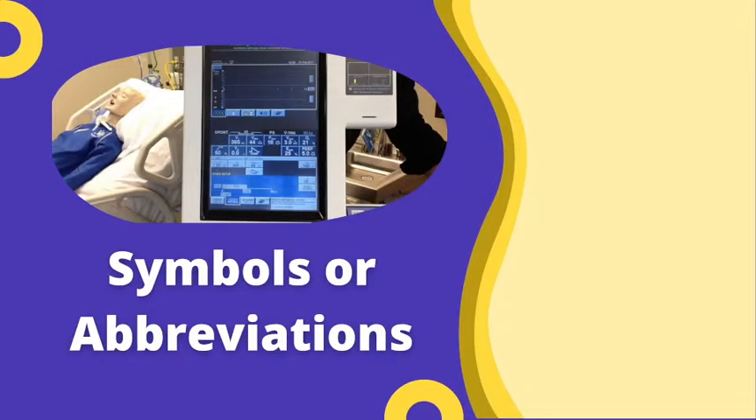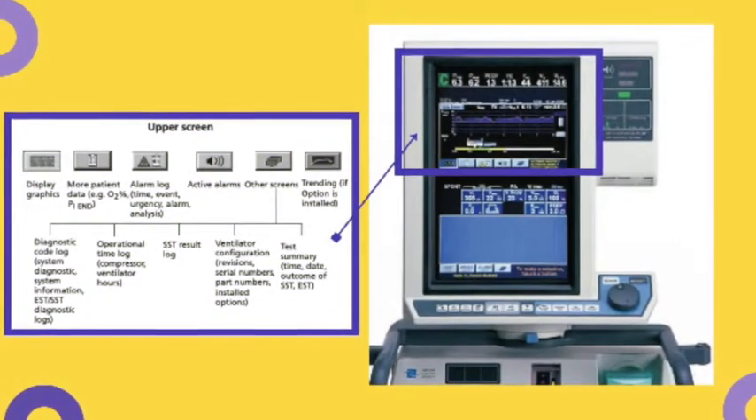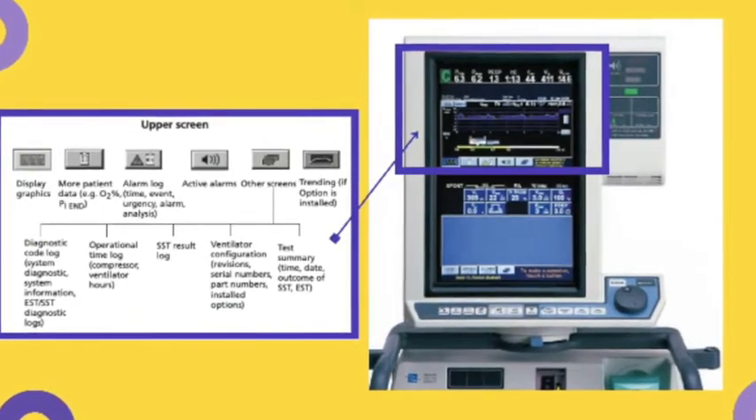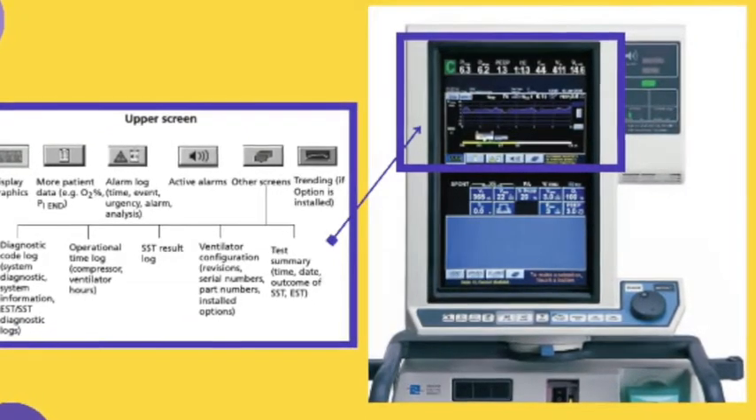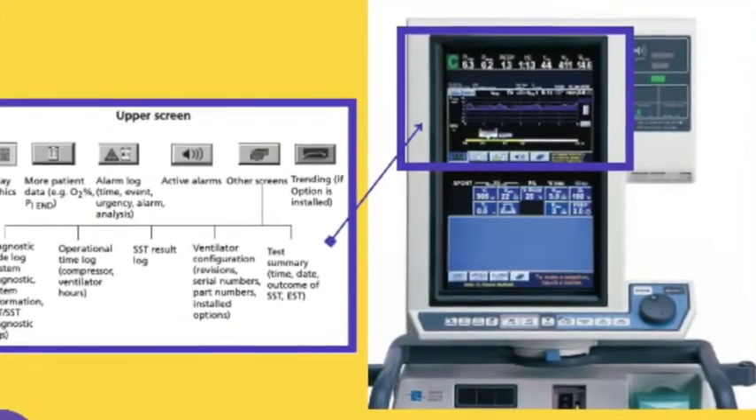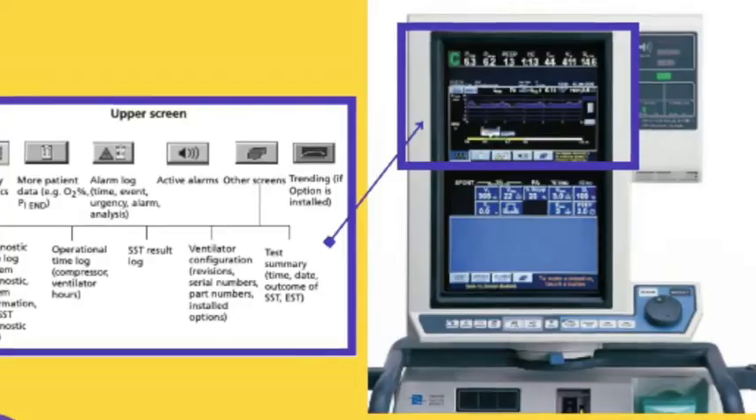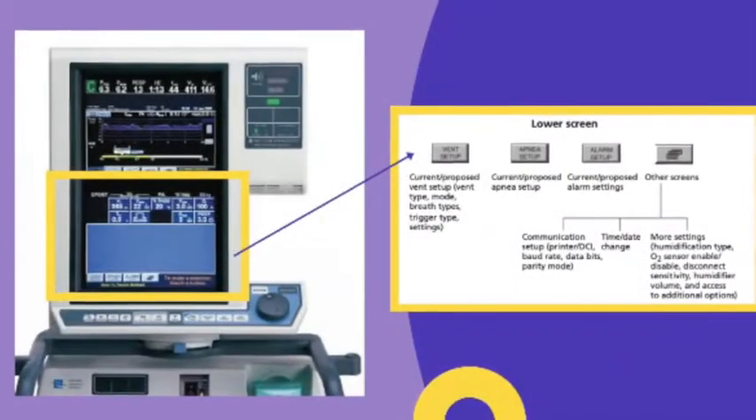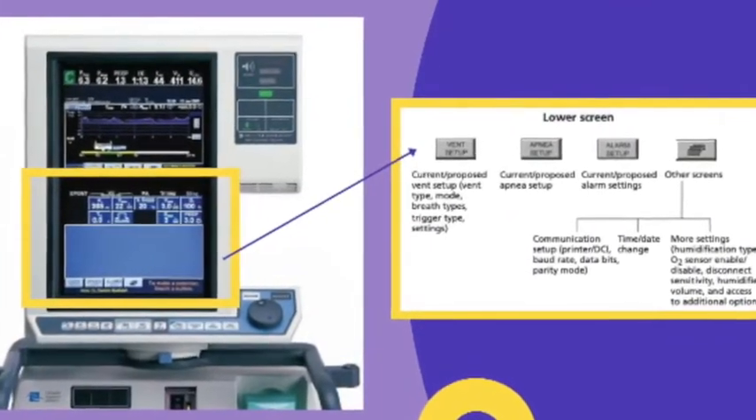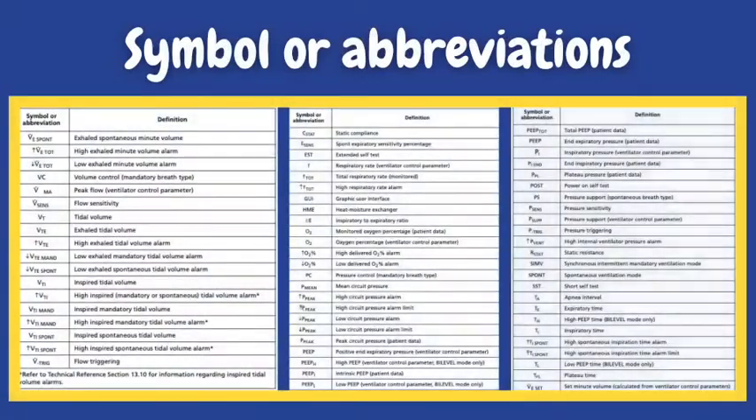Sample or abbreviation. The upper screen consists of display graphics, more patient data, alarm log, active alarms, other screens, trending option. The lower screen consists of ventilator setup, apnea setup, alarm setup, and other screens. There are a lot of abbreviations in the Puritan Bennett ventilator. This paper will help you to know them.